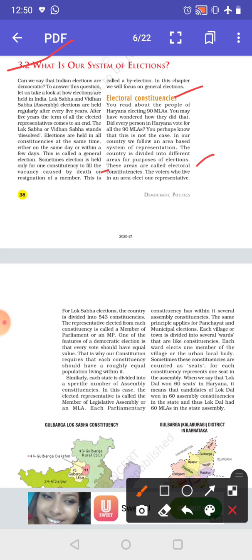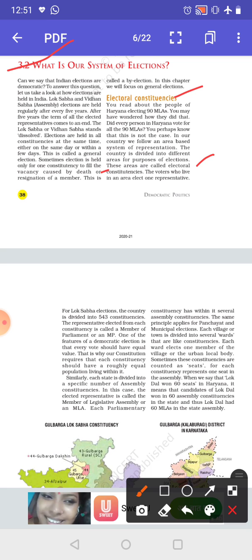The same principle is applied for local administration also, that is for panchayat and municipal elections. Each village and town is divided into several wards that are like constituencies, and each ward elects one member of the village or the urban local body. Sometimes these constituencies are also known as seats, and each constituency represents one seat in the assembly.